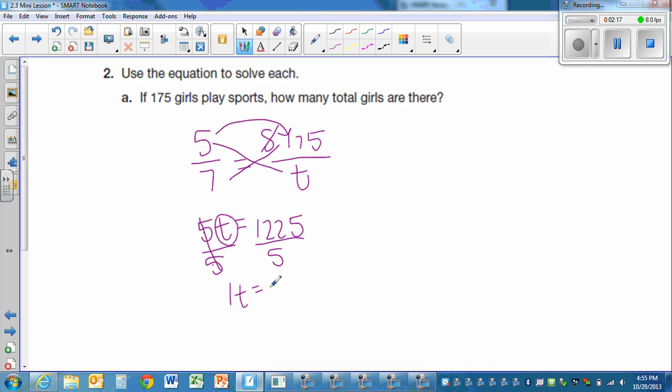1,225 divided by 5 gives us 245. So T equals 245 total students or total girls.